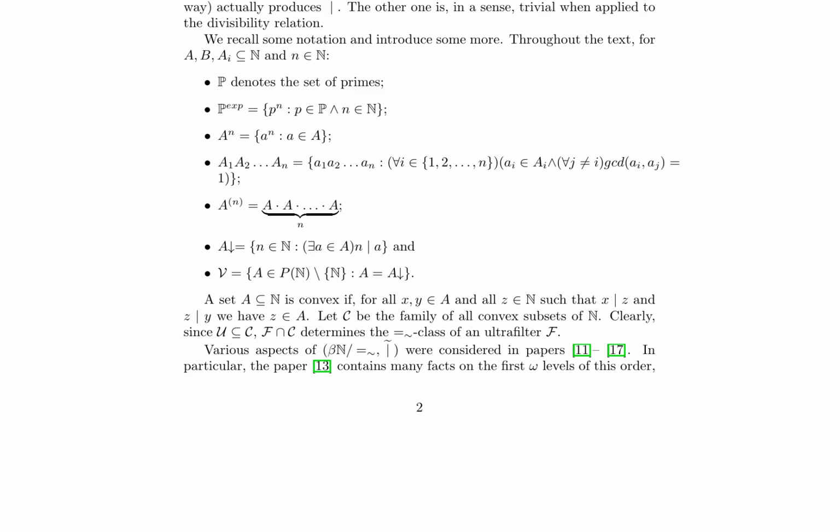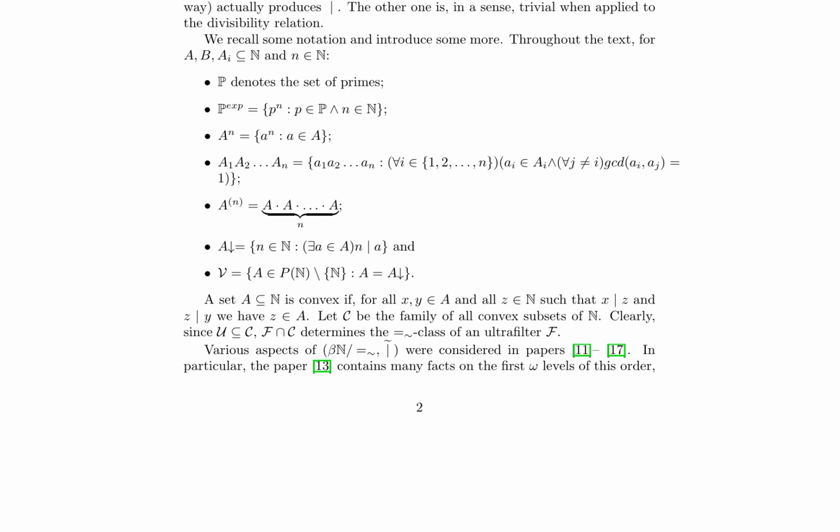Various notations and definitions are recalled and introduced, including the set of primes P, the set of prime powers, and different operations on sets such as the upward closure and the downward closure. The family of all convex subsets of N, denoted as C, is defined, with U a subset of C, and F intersection C determining the equivalence class of an ultrafilter F.